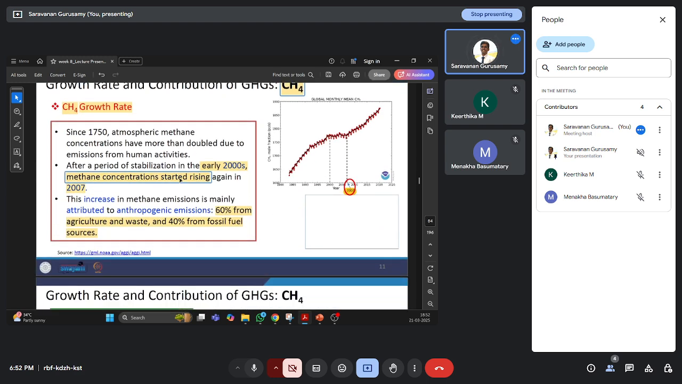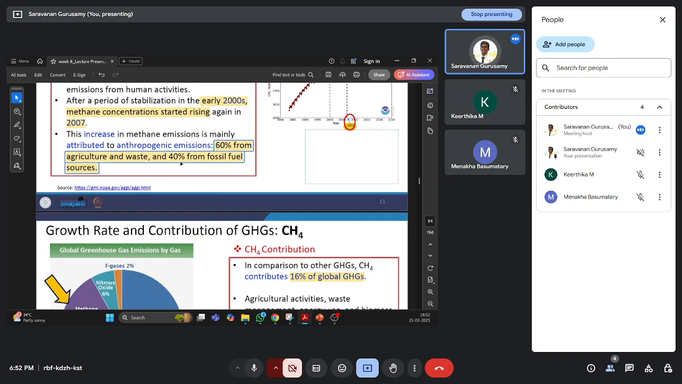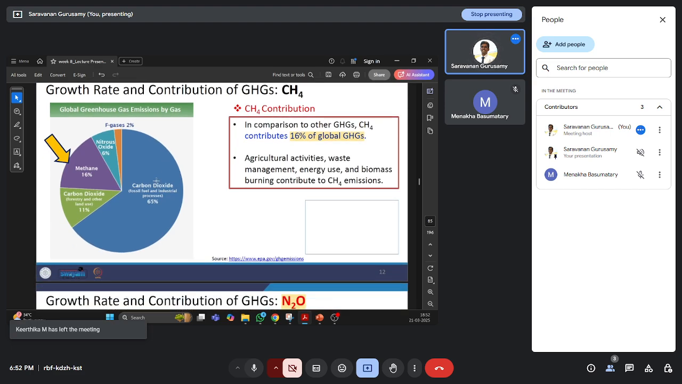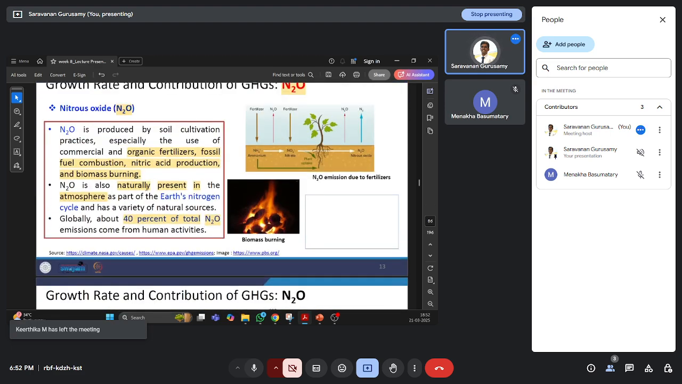And see its growth rate in the 21st century is already a steep slope. You can see from 2007 onwards there is again a change in the trend, an increase in the trend. 60% is from agricultural activity and 40% from fossil fuel sources, totally 16% of the total global warming potential.